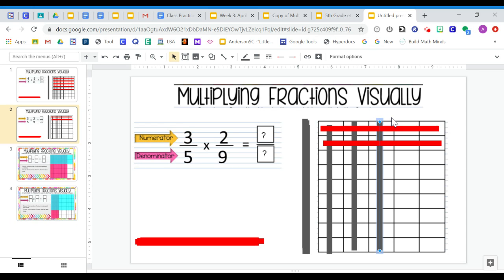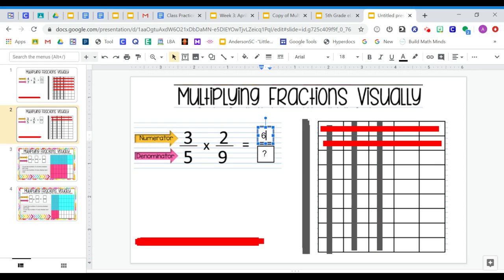dark gray vertical lines. Where they overlap is my product, or the area of this little rectangle. I can find my answer by counting how many blocks are in the overlapping area. This is 3/5 of 2/9. Let's count: 1, 2, 3, 4, 5, 6. I have 6 total pieces.